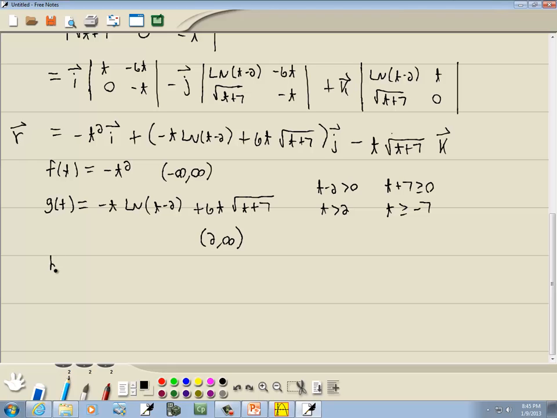And h of t. That's this last one. And we got negative t and then square root of t plus 7. Well, we already did t plus 7. That's up here. So this would be bracket negative 7 to infinity. Now our domain is the intersection. And if I look at the intersection graph-wise, intersection is where they're both shaded. So if I look at this one right here, this is negative 7 to infinity.